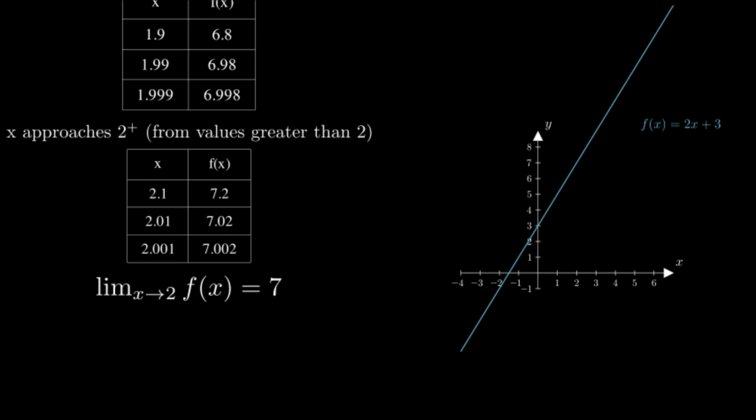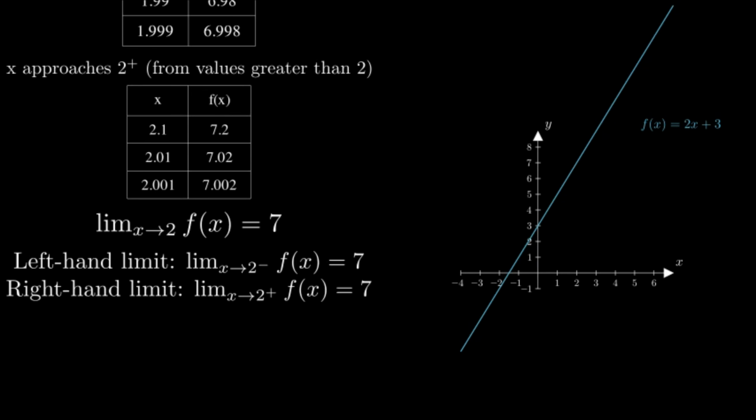This statement means that as x gets arbitrarily close to 2, the value of f of x gets arbitrarily close to 7. These approaches from the left and right are called side limits or one-sided limits. The limit from the left is written with a small minus sign, and the limit from the right is written with a small plus sign. For the overall limit to exist, both the left-hand and right-hand limits must exist, and they must be equal. In this case, they are both 7, so the limit is 7.